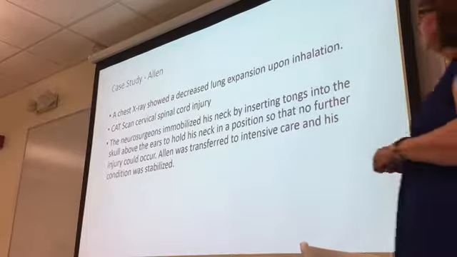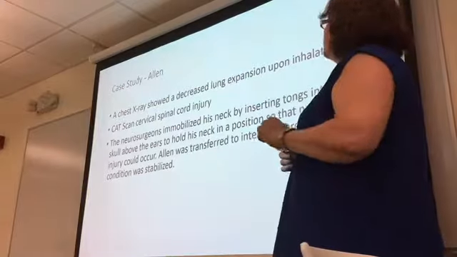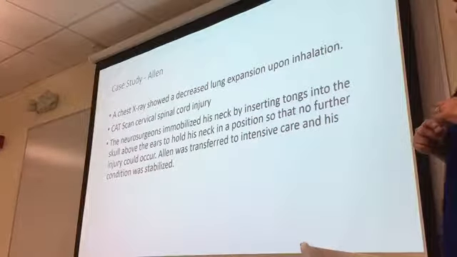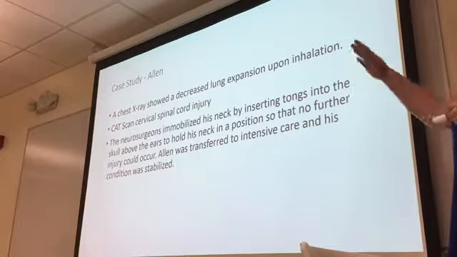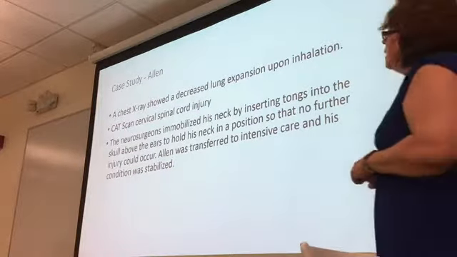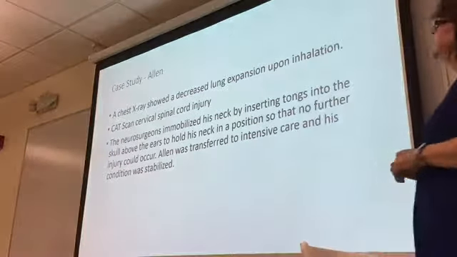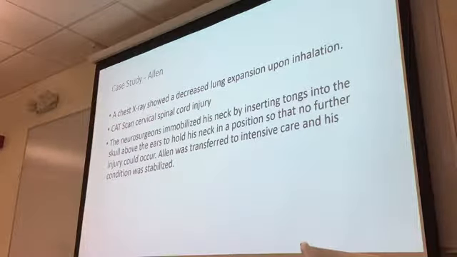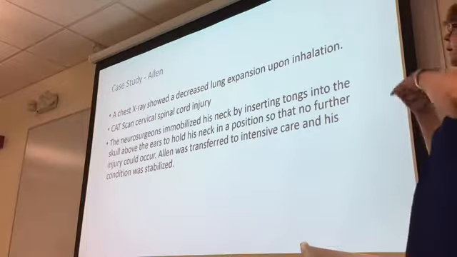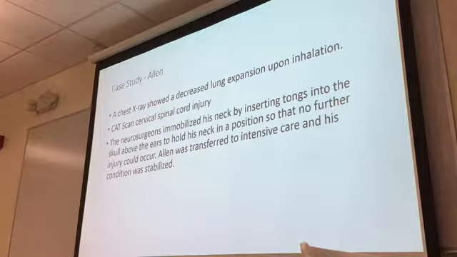So, Alan, a chest x-ray showed a decreased lung expansion upon inhalation. CAT scan showed cervical spinal injury, so there's a cervical injury. Neurosurgeons immobilized his neck by inserting tongs into the skull above the ears to hold his neck in a position so no further injury could occur. He was then transferred to intensive care and stabilized, then off to a regular floor into rehab.